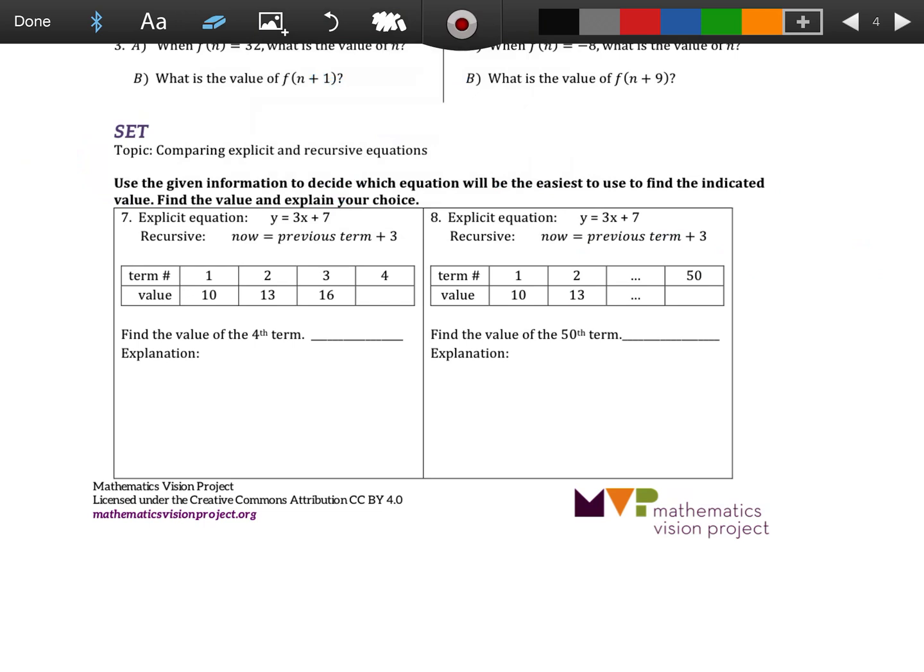Use the given information to decide which equation will be the easiest to use to find the indicated value, find the value, and explain your choice. Okay, so we have different versions of our equation. We have the recursive, which is a little bit more wordy. There's nothing wrong with that. And the explicit equation, y equals 3x plus 7. So let's see. If we're finding the indicated value, what do you think?